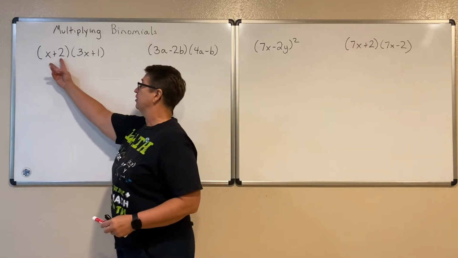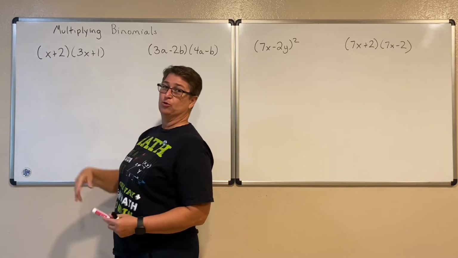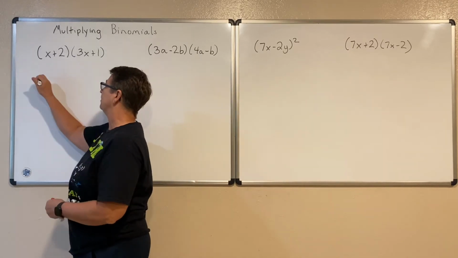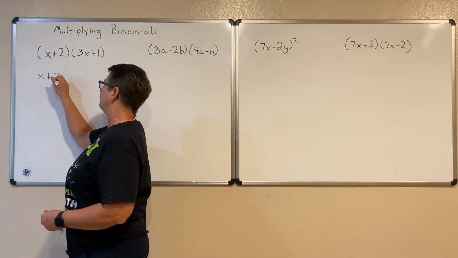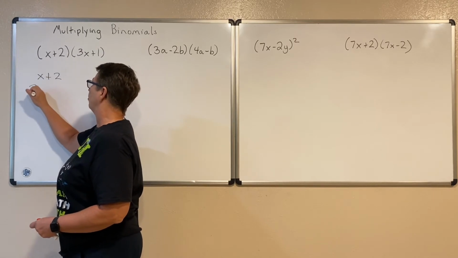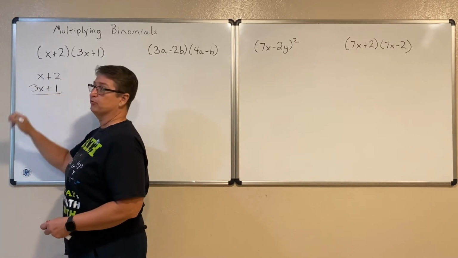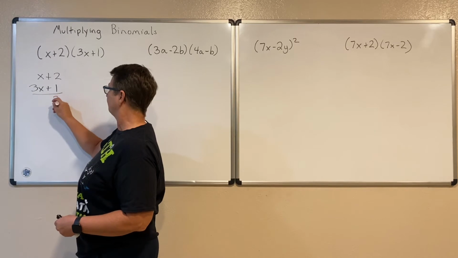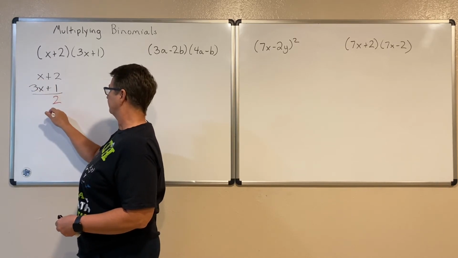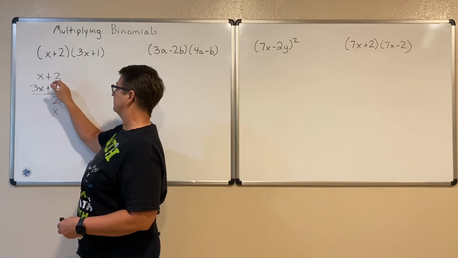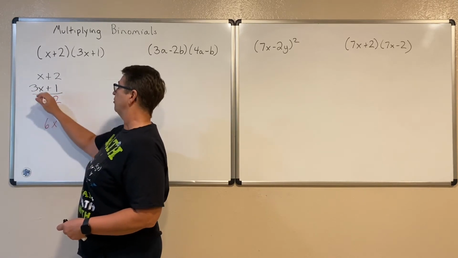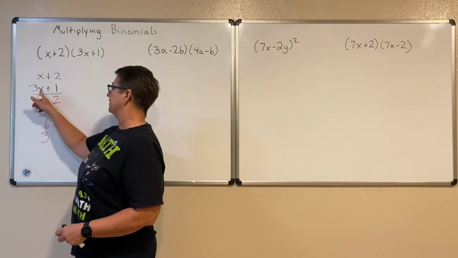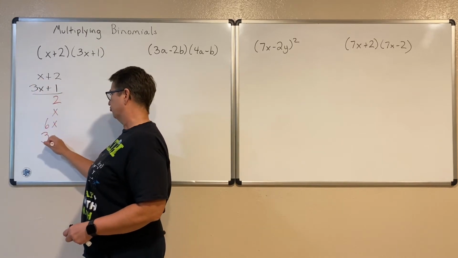Here I have a binomial, that means it has two terms, times a binomial. We're going to multiply these two together. And we could write it like this, if it helps us, with one on top and one on bottom, just like we would if we were doing 12 times 15. And then we could multiply 1 times 2 and 1 times x, and then multiply 3x times 2, and multiply 3x times x. 3 times 1 is 3, and x times x, there's 2 of them, so it's x squared.